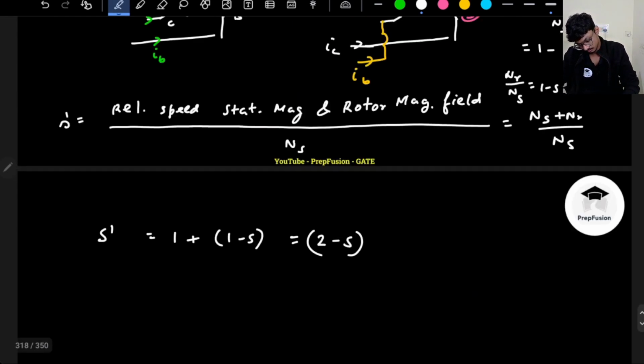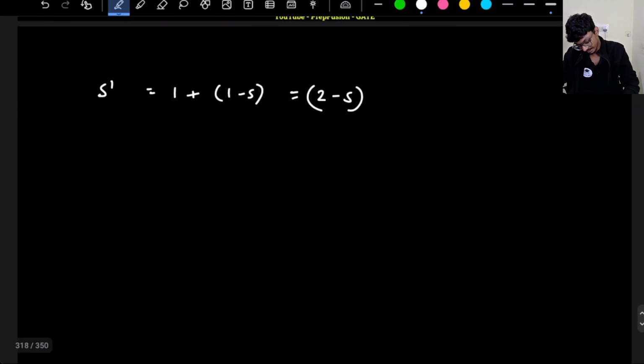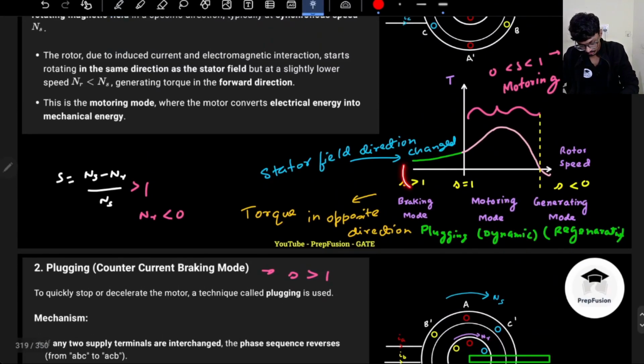Basically, whatever this graph was here, all of it will come over here in this region. So the slip will become 2 minus s. That's it. You don't have to worry about anything else. The slip for plugging will become 2 minus s. That is what you have to understand.